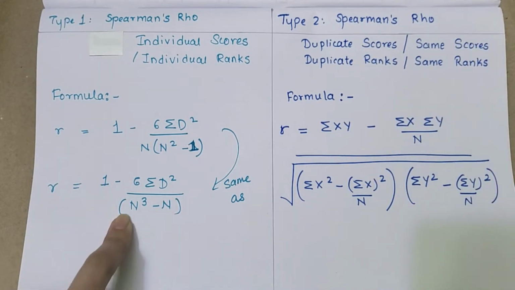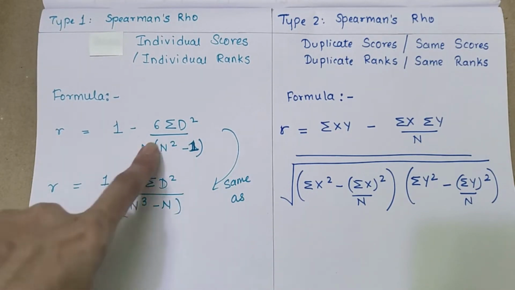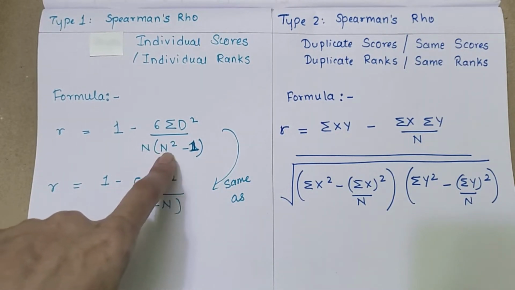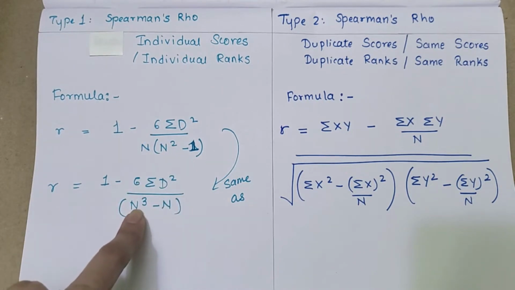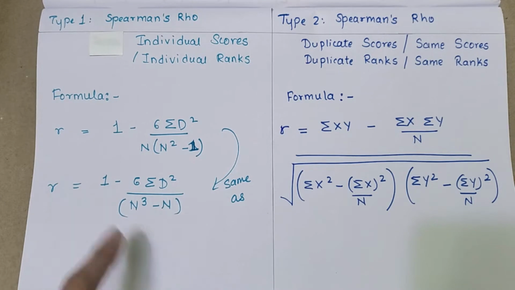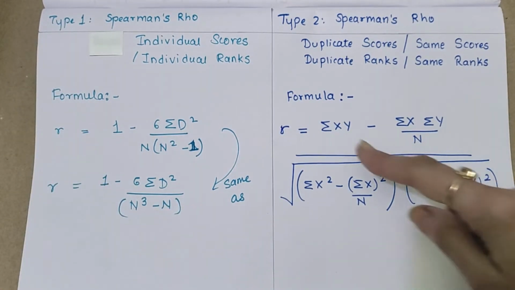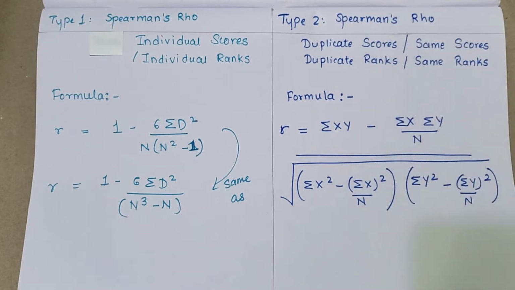Formula 1 is very simple, as you can see. This is the simplified version of the first formula. n into n square becomes n cube, and minus n into 1 becomes n. So this is your formula for type 1. This is the formula for type 2. This is a huge formula and it's a lengthier problem. Let's look at the examples.